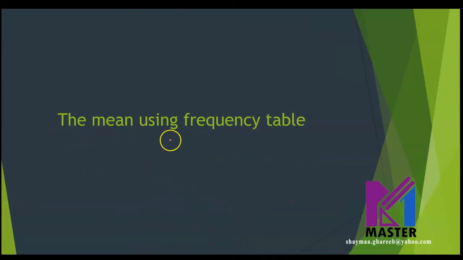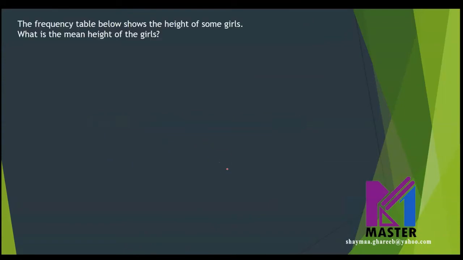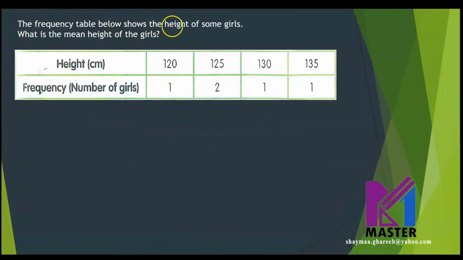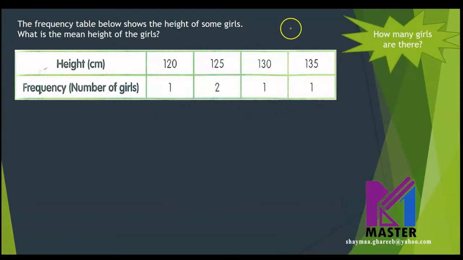Now, let's see how we can calculate the mean using a frequency table. The frequency table below shows the height of some girls. What is the mean height of the girls? As we can see here, we have the height in centimeters: 120, 125, 130, and 135 centimeters. And here the frequency, and we said before, the frequency means how many times each value is repeated. Now, after you look at this table, can you tell me how many girls are there? What do you think?